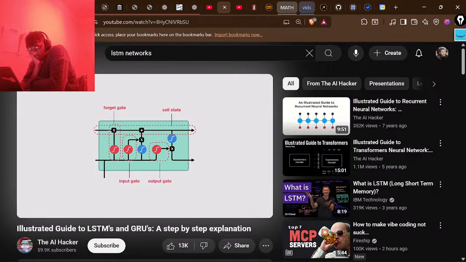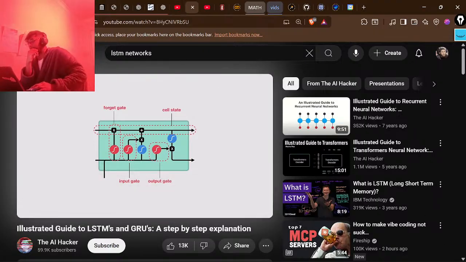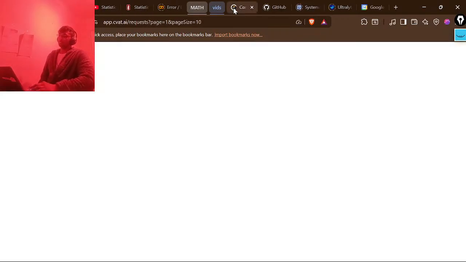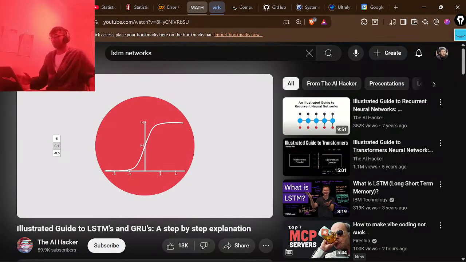As it goes on its journey, information gets added to or removed from the cell state via gates. The gates are just different neural networks that decide which information is allowed on the cell state. The gates learn what information is relevant to keep or forget during training. Gates contain sigmoid activations. A sigmoid activation is similar to the tanh. Instead of squishing values between -1 and 1, it squishes values between 0 and 1.